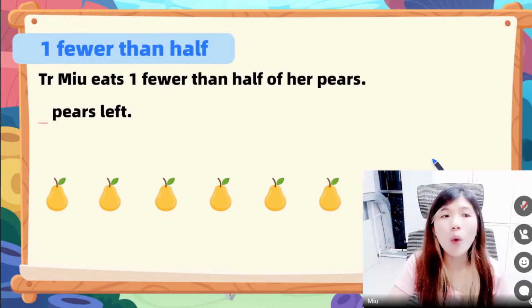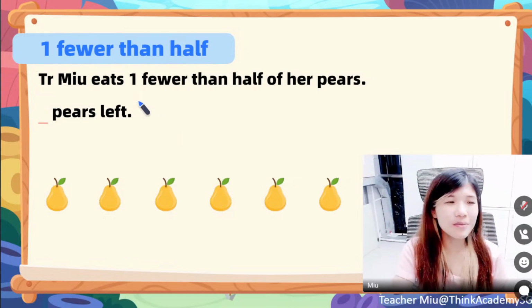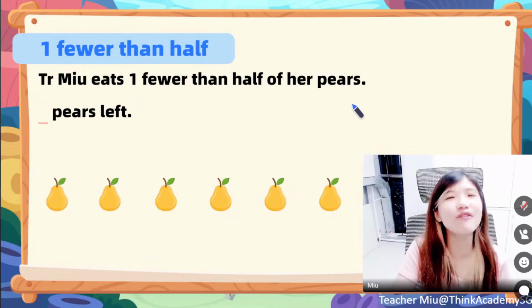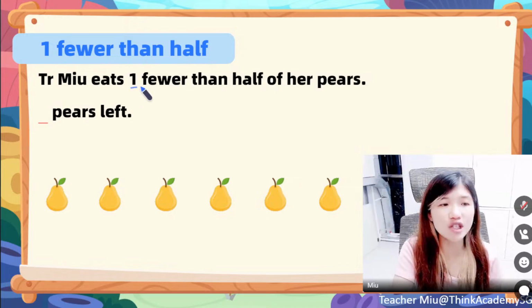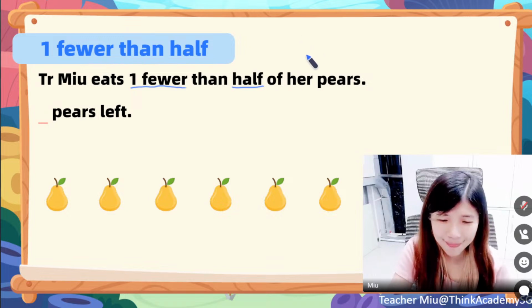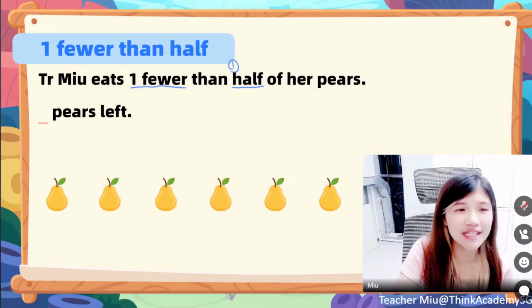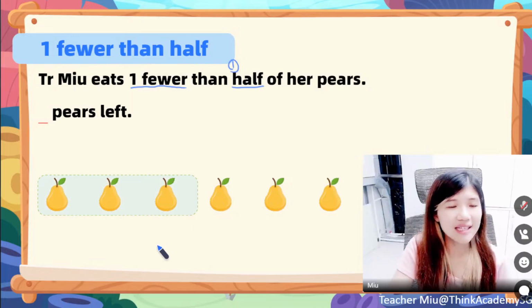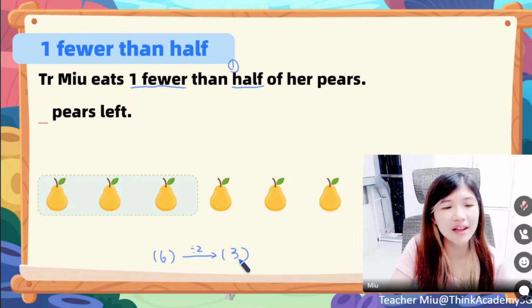Continue. What about one fewer than half? That is another story. So milk is 1 fewer than half of her pairs. So how many pairs left? First thing first, should I eat the 1 fewer or should I eat the half? Well done. Always eat the half first, right? So I take out the half of the pairs. As in the fridge, I got 6 pairs now, right? I take out half. I still got 3 remain in the fridge.